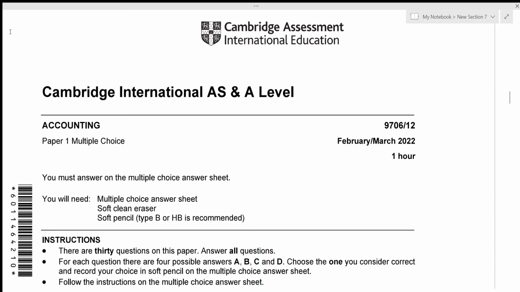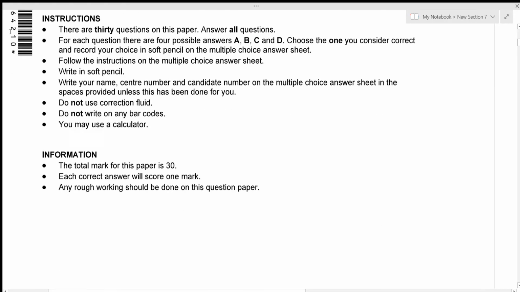Hello guys, today we'll be going over accounts February-March 2022, paper 1. This is a multiple choice paper and we have a time limit of 1 hour. So let's get started.